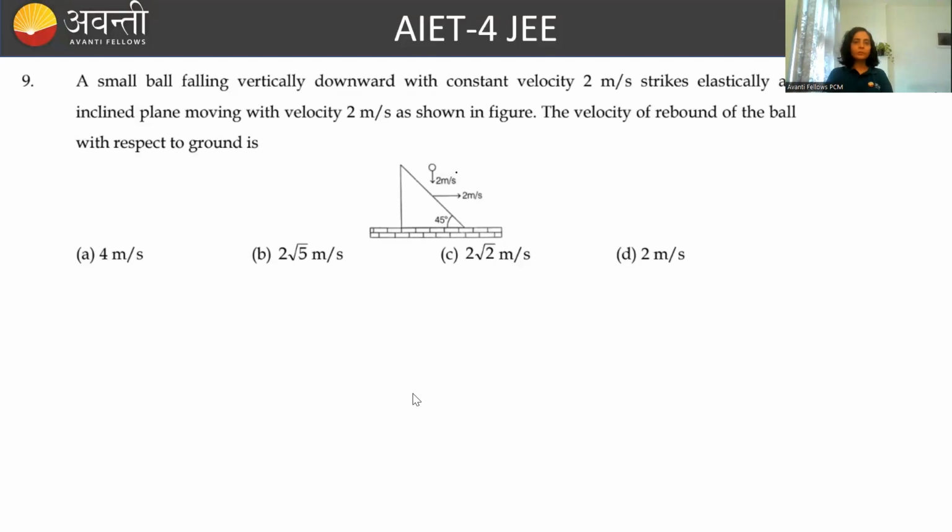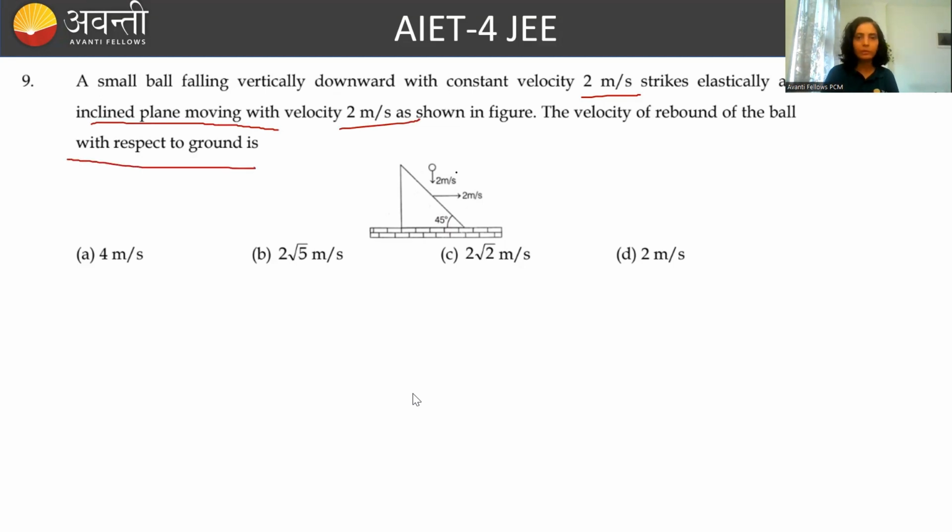Now let's look at this question. The question is actually very easy. We needed to look at it more closely actually. There is a small ball falling vertically downward with constant velocity 2 meters per second, which strikes elastically an inclined plane moving with this velocity. The velocity of rebound of the ball with respect to the ground is?